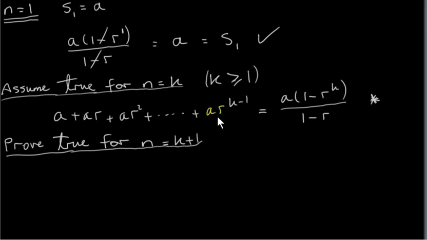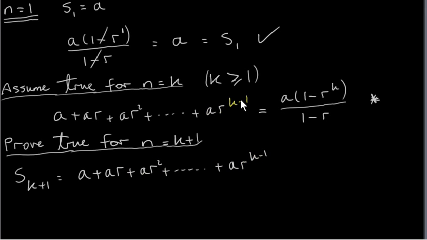But first of all, what does this series look like for n equals k plus 1? Well, we're going to be getting the sum of the first k plus 1 terms. If you like, you can write that as S k plus 1 to indicate we're getting the sum of the first k plus 1 terms. So how do we do that? Well, we go as far as the kth term, which is ar to the power of k minus 1, and then we have to add on a new term. Now I'll do that in red.